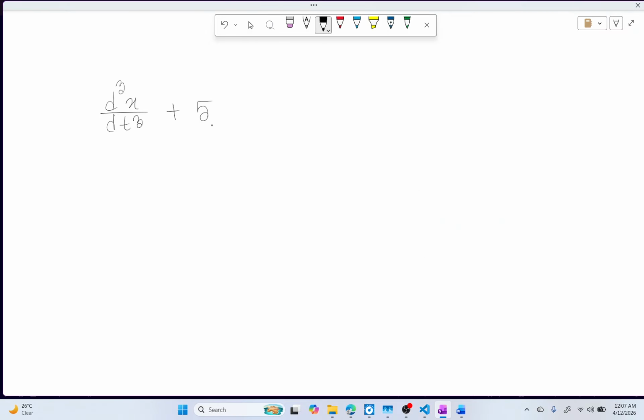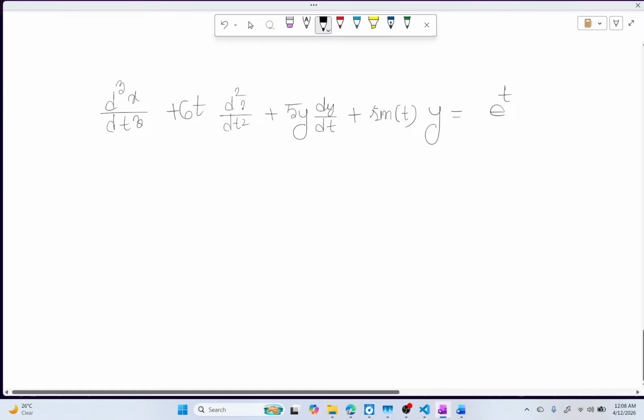Okay, so now let me solve another third order equation. So let's say, let's write here t, then d square y by dt square, then let's write here 5y, 6t dy by dt, then let's write here sin t y, and then let's write here e to the power t. Okay, so this is the equation, and now our goal, sorry, this is not y, let's say this is x.